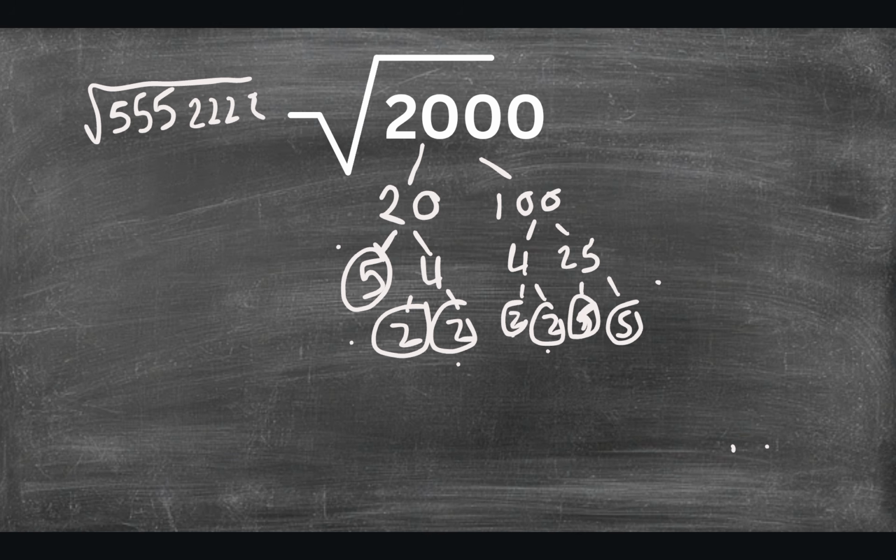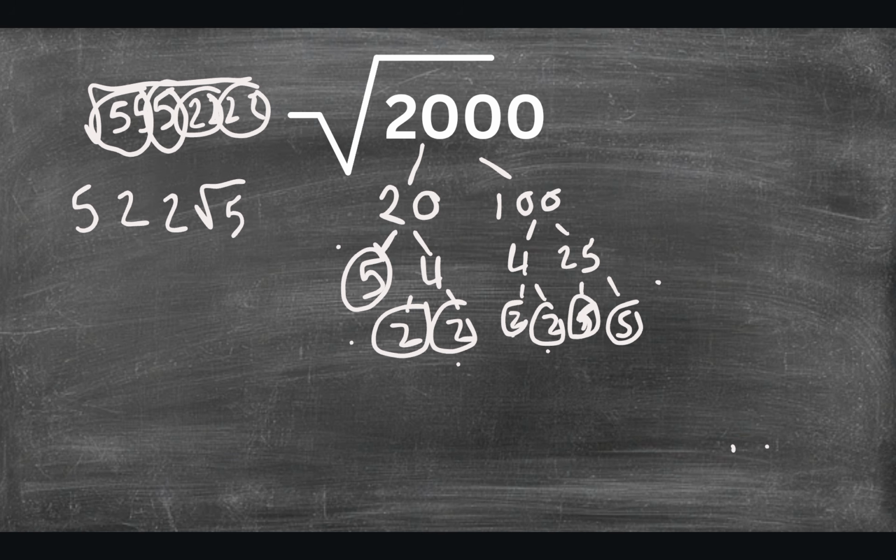Now, since it's a square root, we can pull out pairs. So here's a pair of 5s. And here's a pair of 2s. And one more pair of 2s. And then we have 1 5 left underneath.